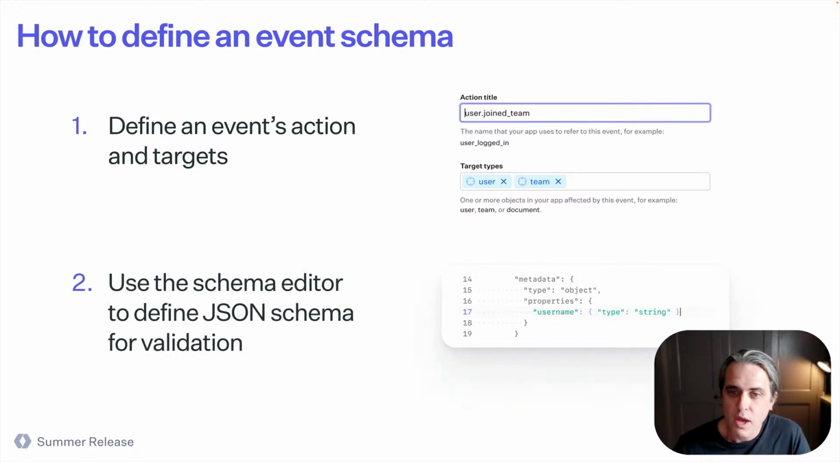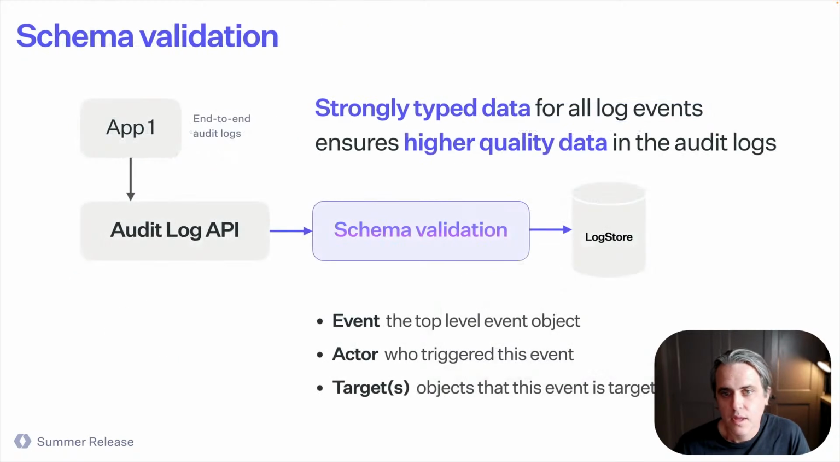Additionally, if you have any custom metadata, you can use our JSON schema editor to ensure that it's type checked and valid. So if you wanted to add a username, for example, on an actor object, we'll make sure that username is stored as a string. And we really feel that strongly typed data for all events ensures that the audit log contains higher quality data in general.